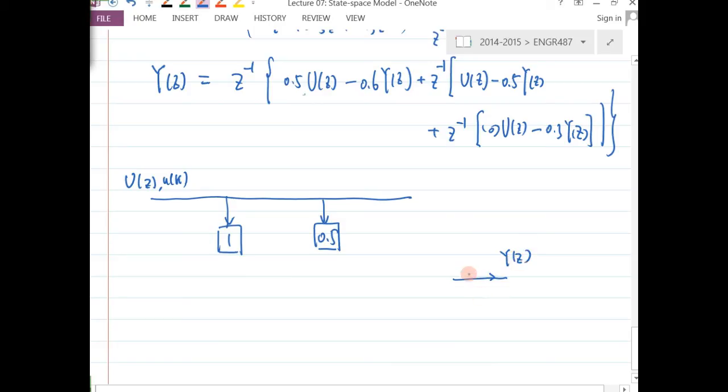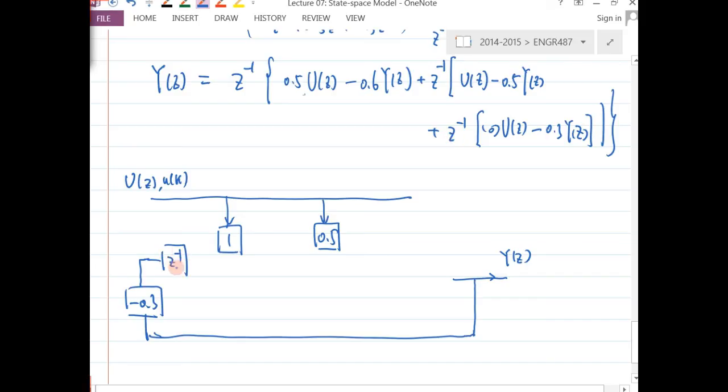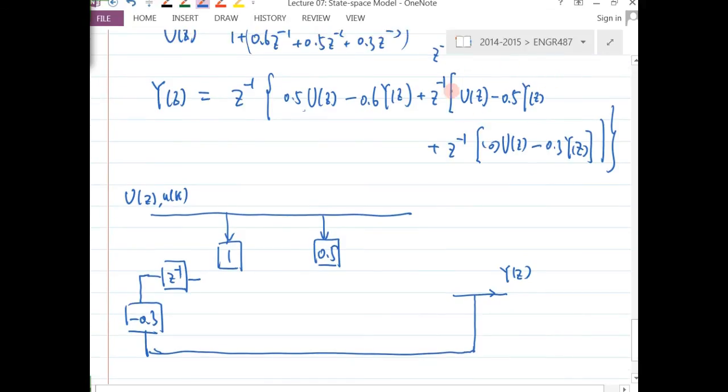So what are we feeding back? We're feeding back this y of z times negative 0.3. And then we're feeding this back, and this will go through a z to the power negative 1 block. So we'll put a z to the power negative 1 block here. And whatever comes out of here is going to be used over here.